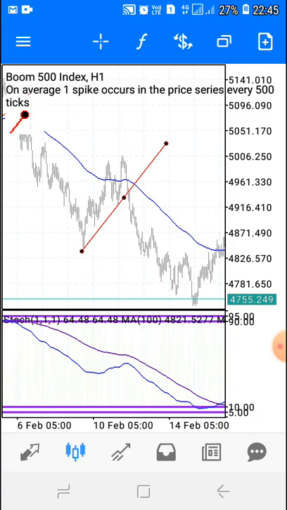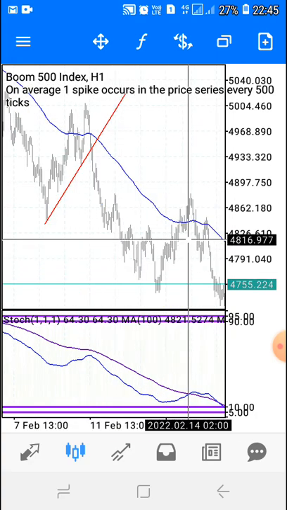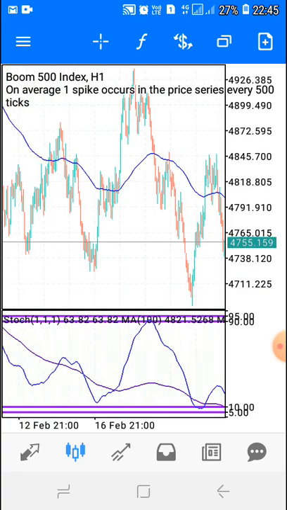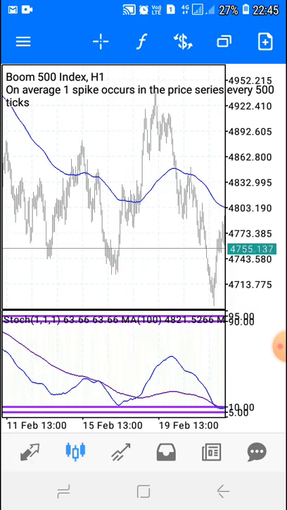Remember, it takes 2 touches to draw a trend line. Break below this trend line, it comes down, do the same thing again. Boom, take an entry. Now we are here at the moment. What can we expect from Boom 500? Since I told you guys, what you should do is wait until it retests this 100 moving average.